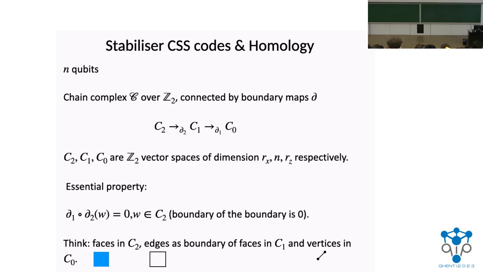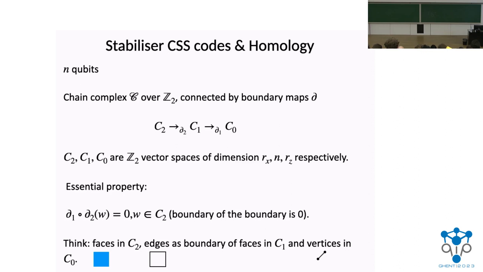CSS codes, from Calderbank, Shor, and Steane, were also one of the first codes. They're a particular class of stabilizer codes, and the defining feature is that the stabilizer has generators which only use Pauli X, the X-type generators, and generators that only use Pauli Z, the Z-type generators. For a CSS code, you get these X-type checks and Z-type checks from two classical codes. So that's the original construction.